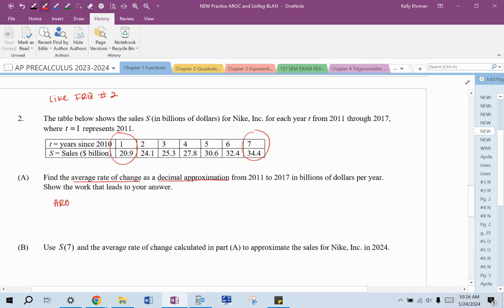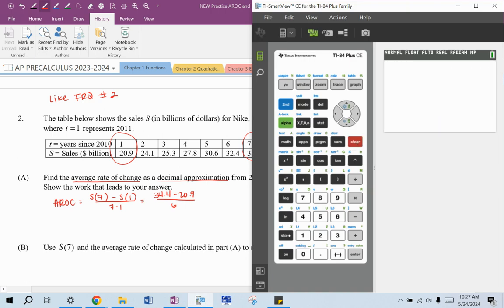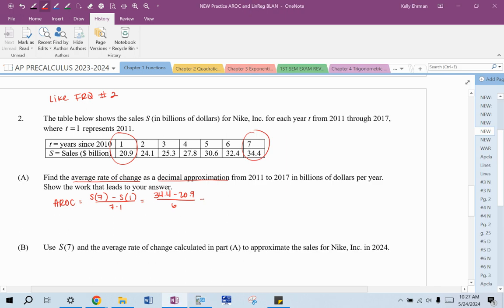So AROC is equal to, now, actually, because we have function notation, this is a good habit to get into for calc too. Let's make this S of 7 minus S of 1 over 7 minus 1. And then I'll show that that's 34.4 minus 20.9 over 6. And then I'll show what that comes out to. So 34.4 minus 20.9, divide that by 6, 2.25. Find that average rate of change, show the work. This is in billions of dollars per year.